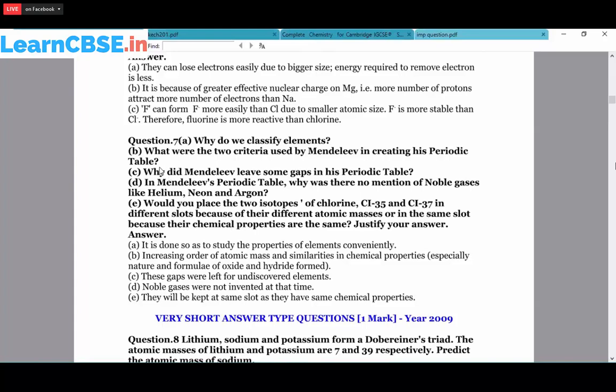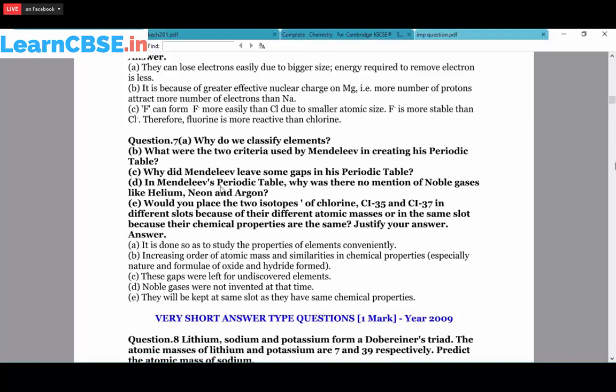Second question. What were the two criteria used by Mendeleev in creating his periodic table? He used the increasing order of atomic mass and the similarity in chemical properties. These two things only he used to arrange the elements in the periodic table.